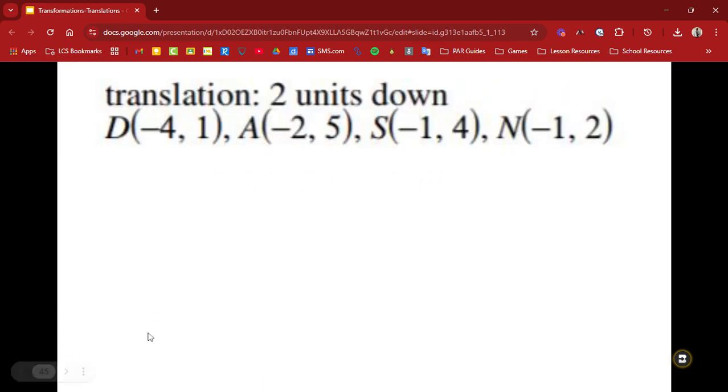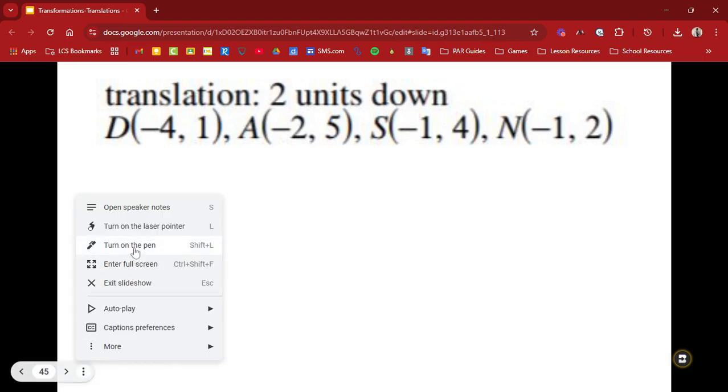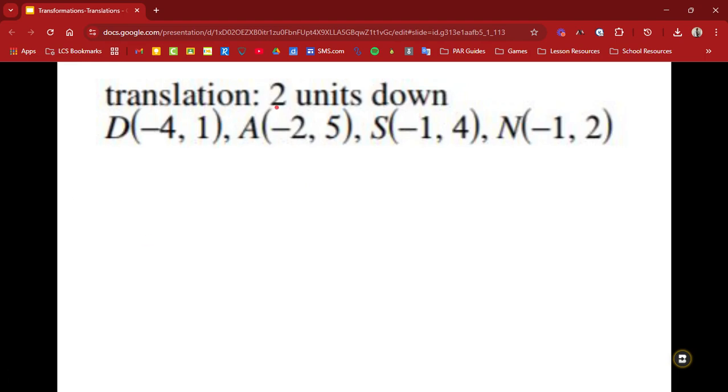All right, let's do this one together here. My instructions are 2 units down. So I've got to first figure out: is that my X value or my Y value? Remember that a Y value tells me if I'm going up or down. So if it's 2 units down, that means I'm going to be subtracting 2. Oh, wait, hold on a second. I'm going to be subtracting 2 from whatever the Y value is.